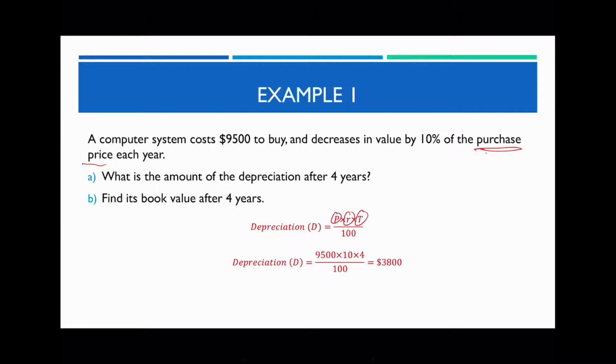Part B reads, find its book value after 4 years, meaning what is the price of the actual computer after 4 years, given that it's depreciated. So in this case, remember how I told you that the book value can be determined by just going the purchase price subtract the depreciation. So therefore, if you did this, just go 9,500 subtract 3,800. Therefore, you're going to get an answer of $5,700. So that's the first example. Let's now look at another example.